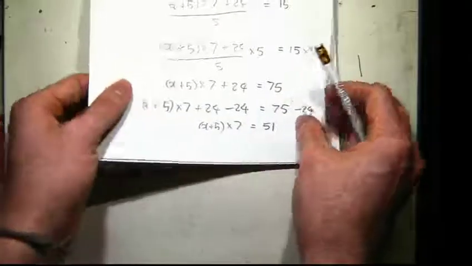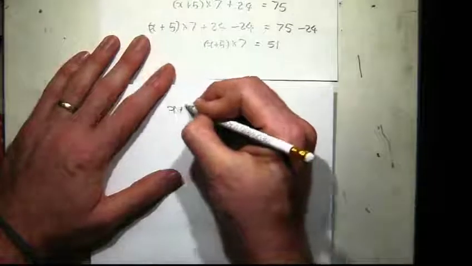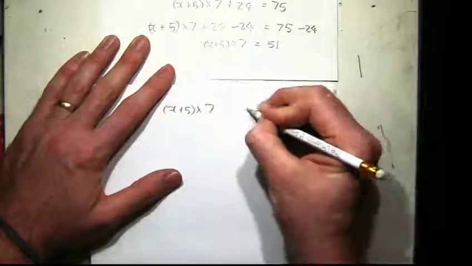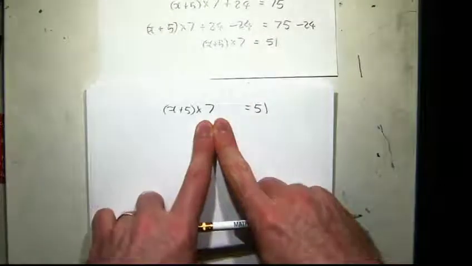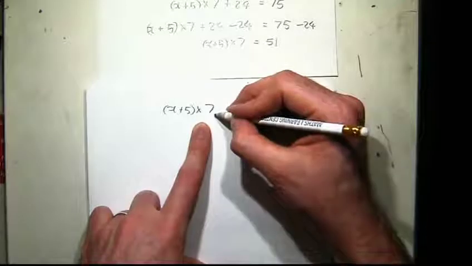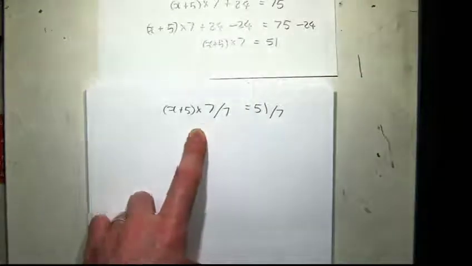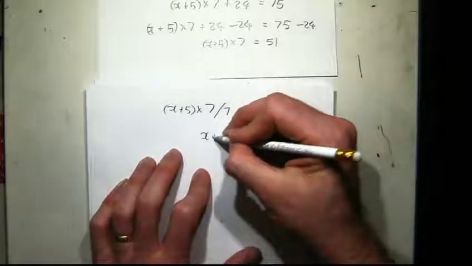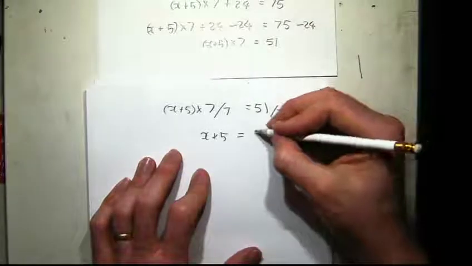So on to the next page. The next thing that needs to be removed is this 7. It's furthest from the x. So timesing by 7 is the opposite of dividing by 7, so I'll do that, and that will make the times 7 go away, because times 7 divided by 7 is the same as not doing anything. And whatever 51 divided by 7 is.